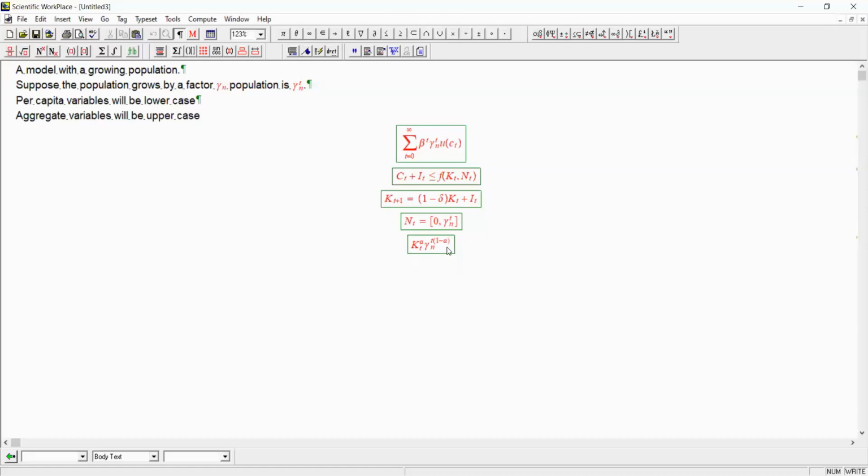What's this going to look like when you increase the amount of capital over time? Well, actually, let's put it another way. Let's divide this by the population, because then we're going to get GDP per capita. So GDP per capita is equal to this divided by the population.